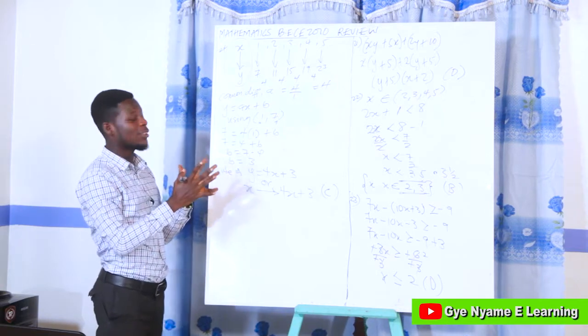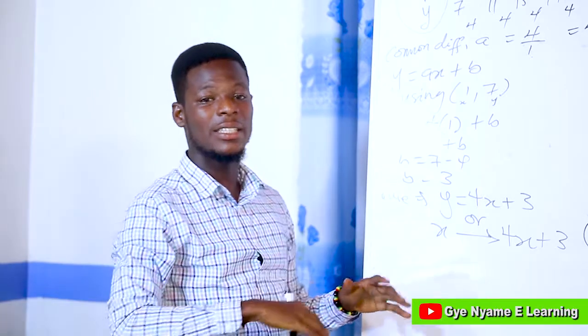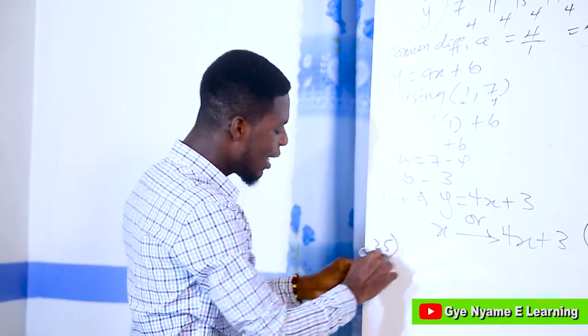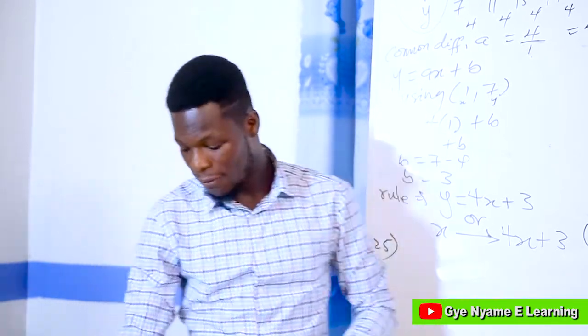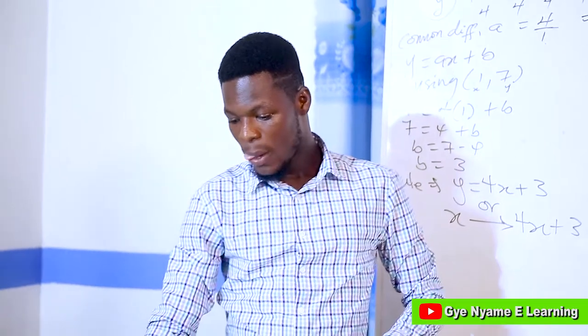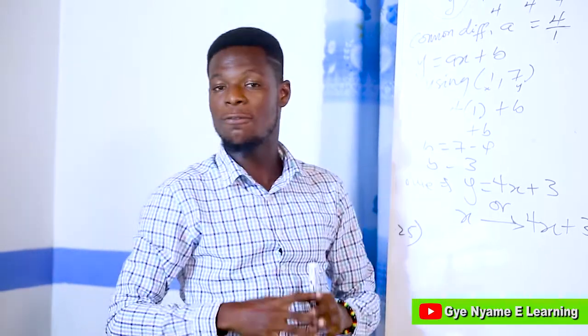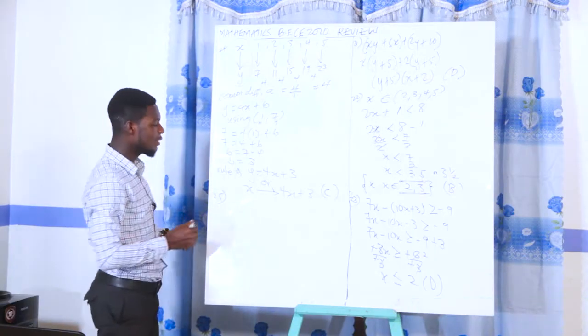Today we are solving past questions. So we'll make another session where we'll talk about mappings and relations. Now let's proceed to question 25. Question 25 is find the circumference of a circle whose area is equal to 64 pi square centimeters.